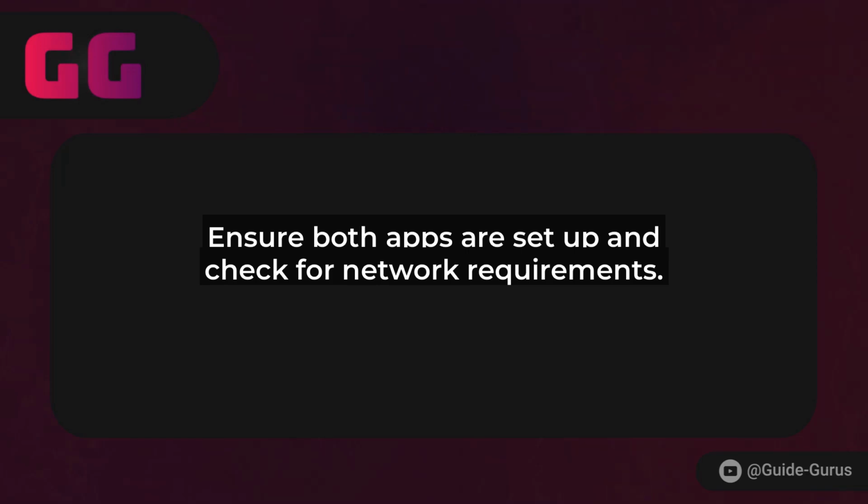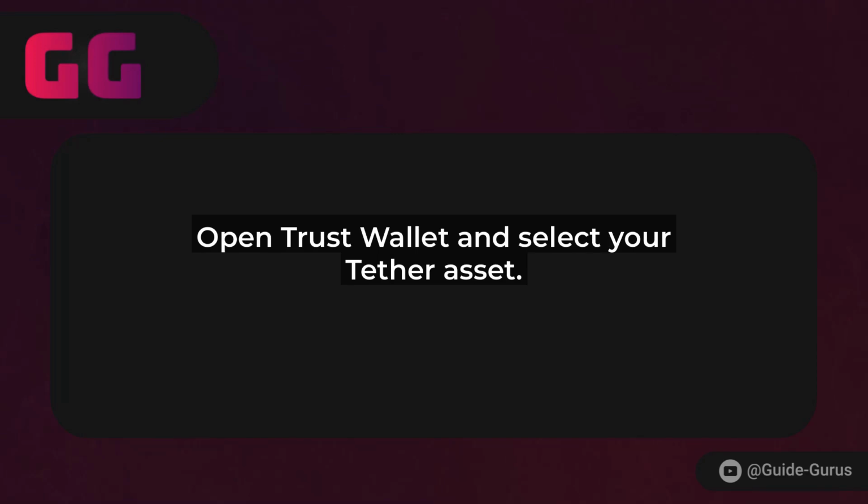First things first. Make sure you have both Trust Wallet and a Robinhood account set up. You'll need some Tether in your Trust Wallet and the exact wallet address from Robinhood. Remember, in 2025, crypto regulations might have updated, so always double-check for any network-specific requirements like using the ERC20 network for Tether.